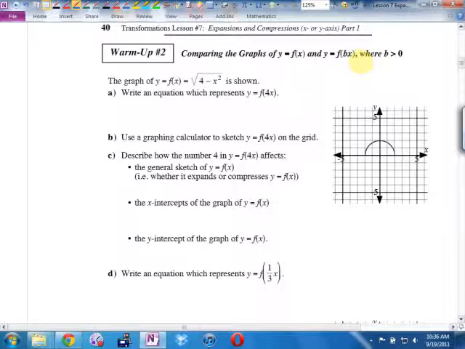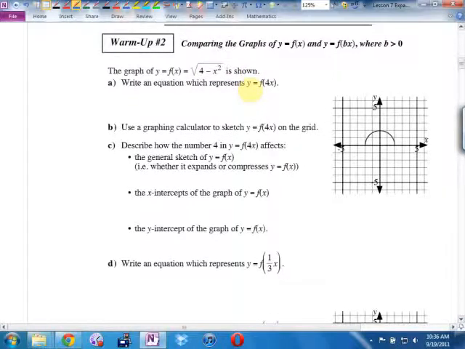It says the graph of y equals f of x equals that. There's our semicircle of radius 2. And then there's a bit of a typo here, I think. Look up. Everywhere in part A and B where there's an f of 4x, I'd like you to instead make it an f of 2x. Oh, and then in C where it says describe how the number 4, it's actually describe how the number 2. And you'll see why I did that in just a second.